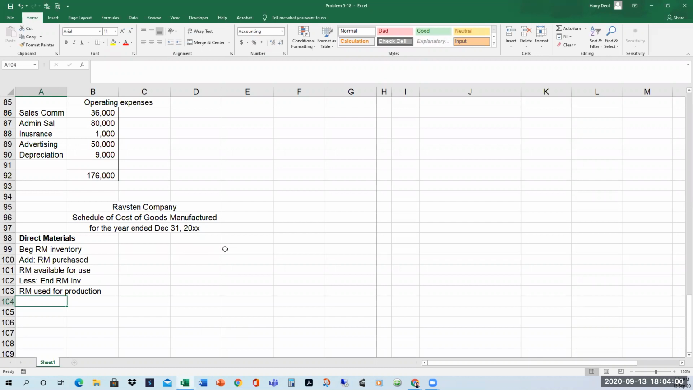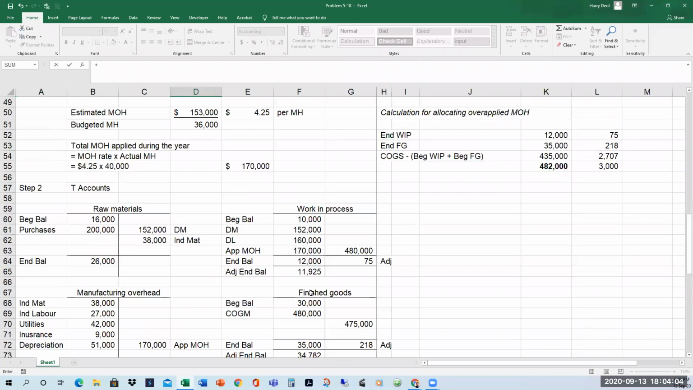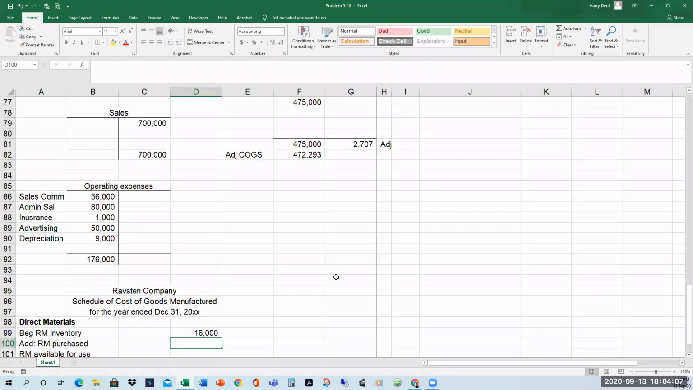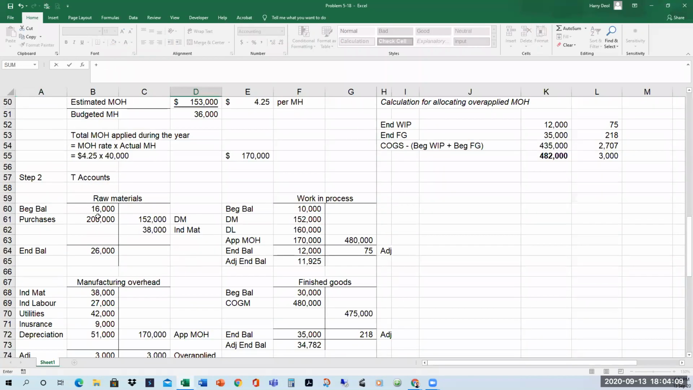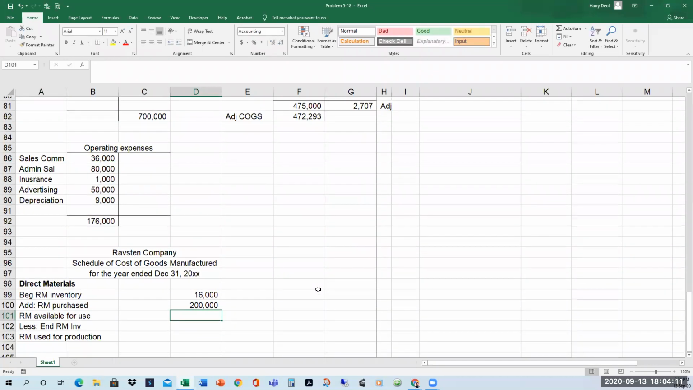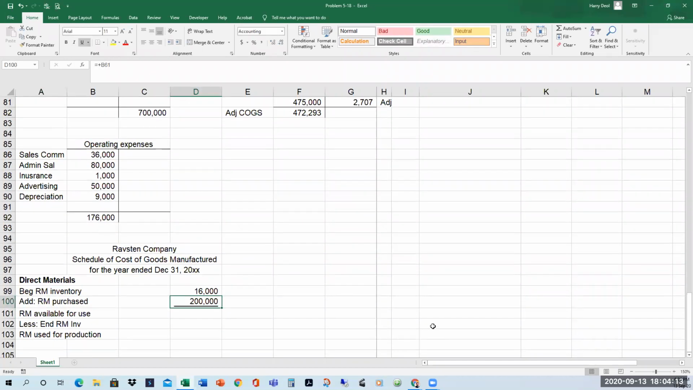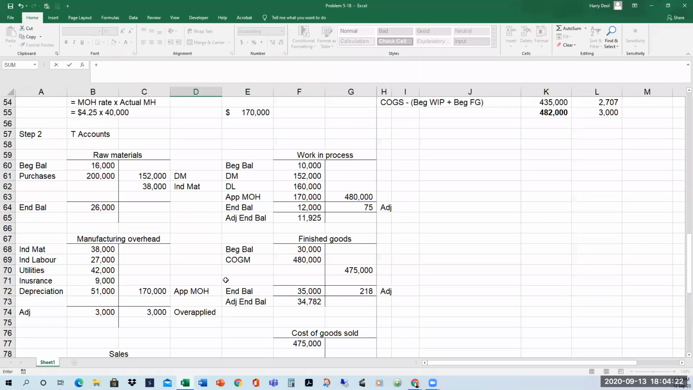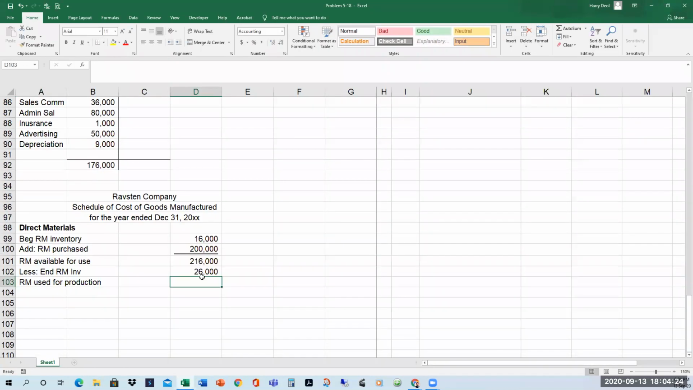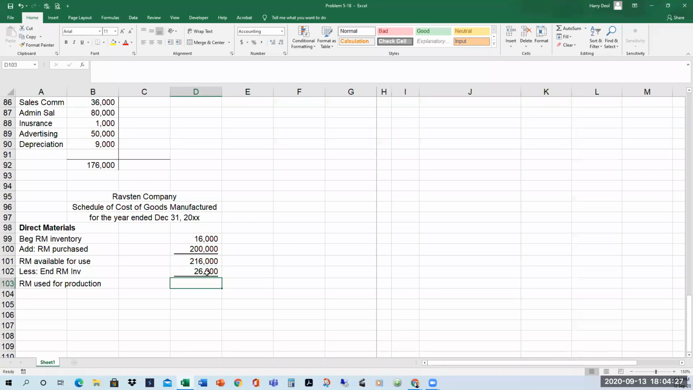So if we work through those numbers, beginning raw materials inventory was $16,000. Raw materials purchased, 200,000. Notice how I'm linking back to the key accounts. So I get raw materials available for use, 216,000. The ending raw materials inventory is $26,000, which means the raw materials that I actually use for production is $190,000.